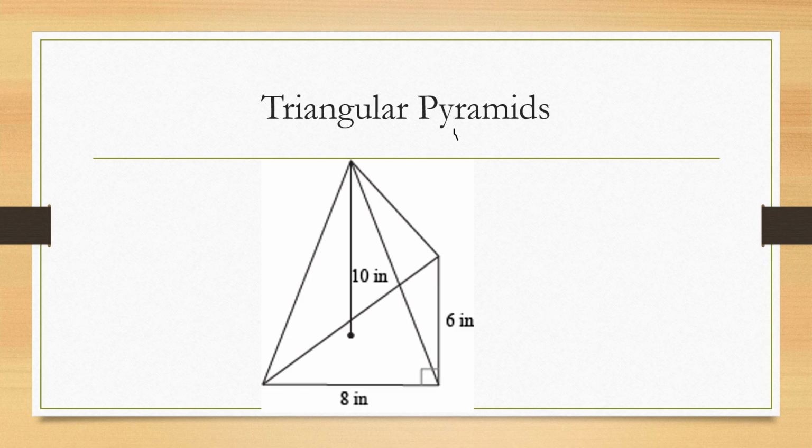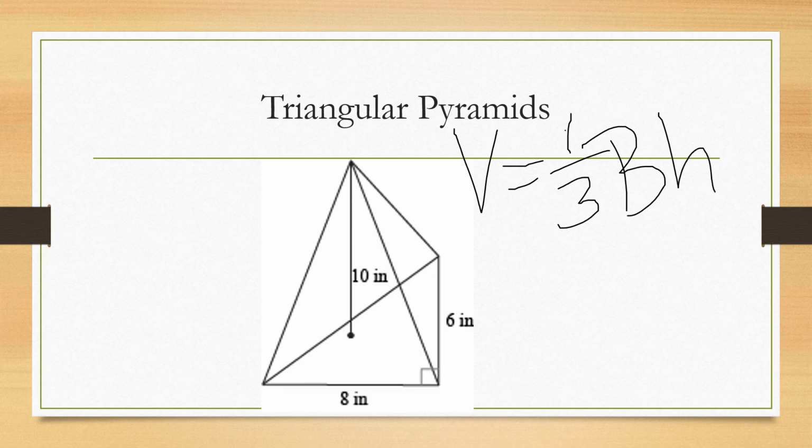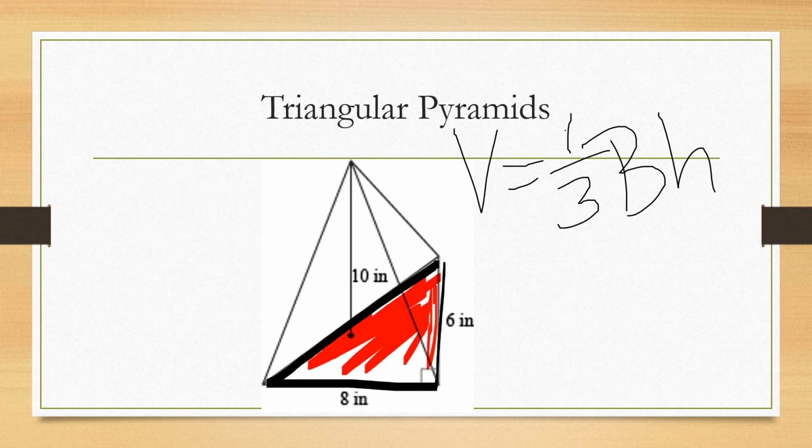So the formula is still the same. Volume equals 1/3 big B times H. I look for my shape of my bottom. I see that it's a triangle. Okay, it's a triangle. I'll color that in, evidently red. Okay, so I color that in.